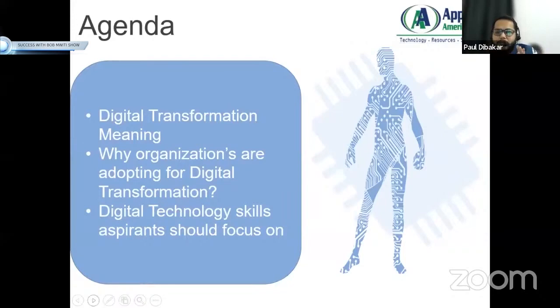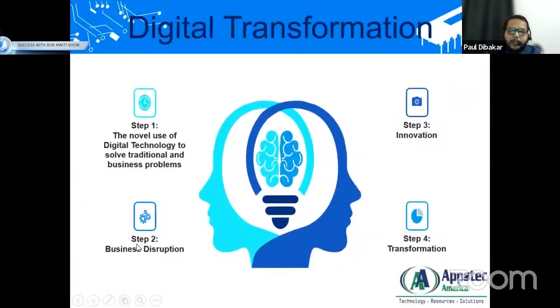So this session would give you a quick glimpse of what digital transformation is, and what digital technology stands for, and we will also show a quick roadmap of the journey for a data scientist, so that it helps you in preparing yourself. So that's the agenda. Let's quickly understand what digital transformation is.